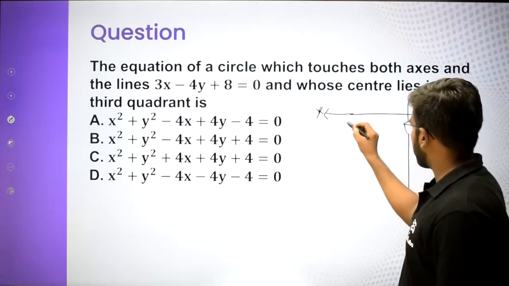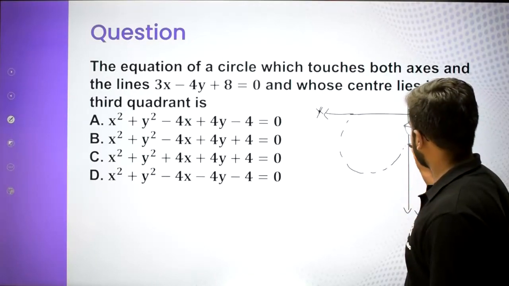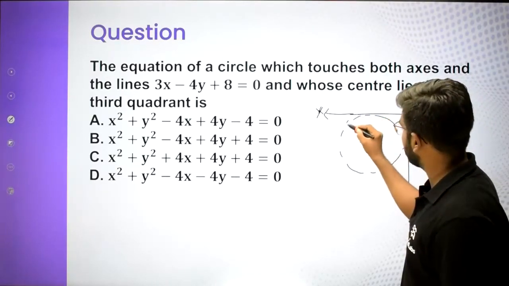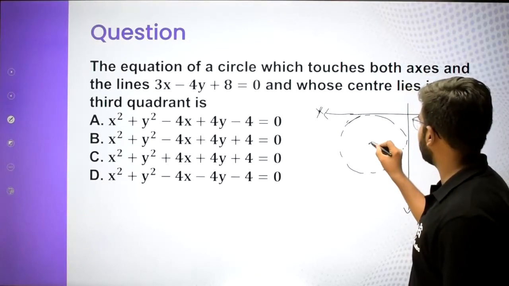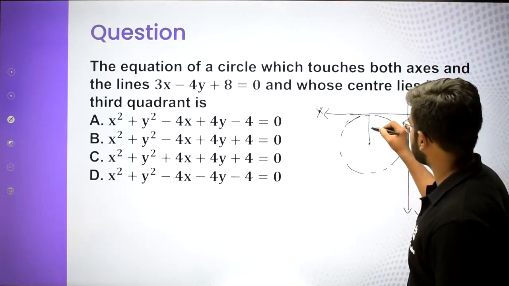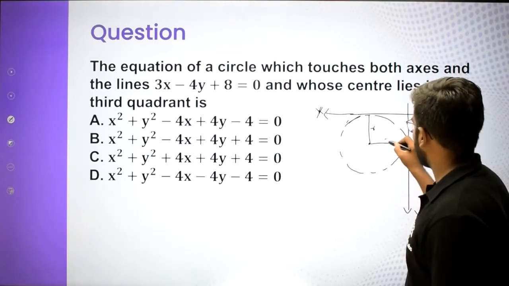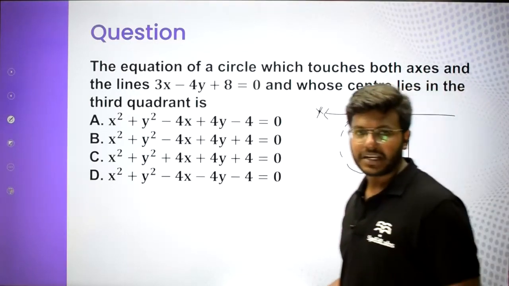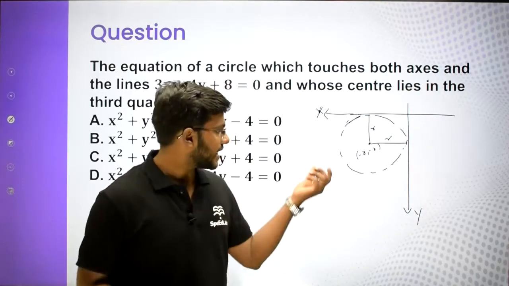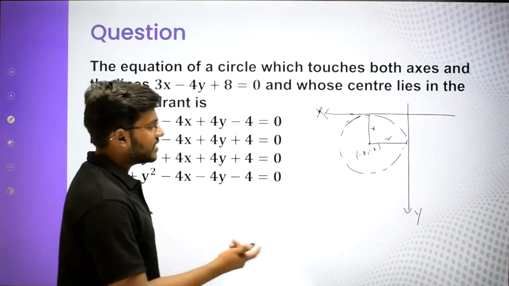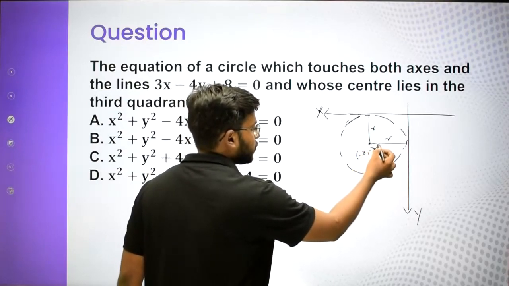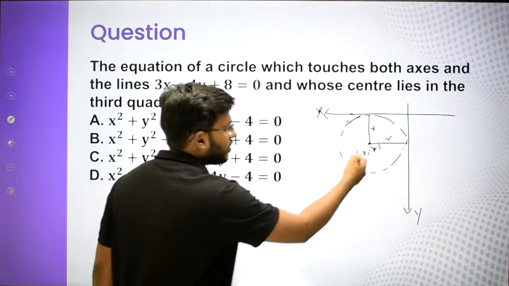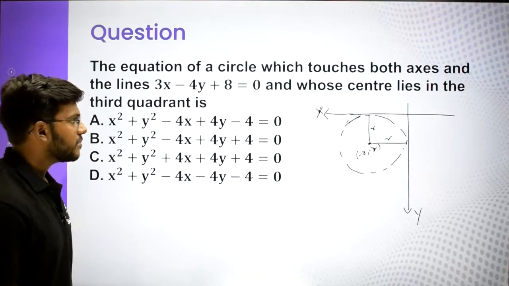Okay, so can you draw your circle something like this, touching both the axes? And if it is touching both the axes, if this distance is r, this is also r, so obviously you can say the center will be minus r comma minus r, because both x and y will be negative in the third quadrant. So I can say the coordinates of the center will be of this form. If r is the distance, center will be minus r comma minus r.